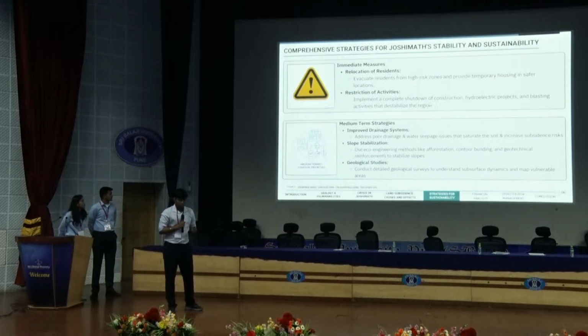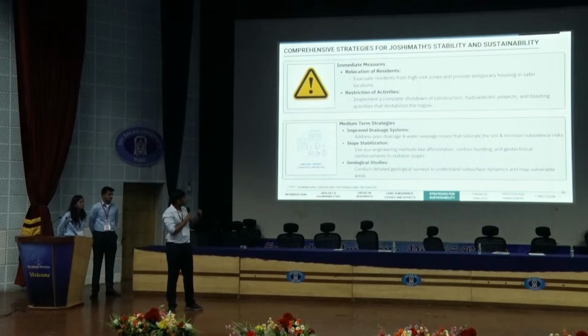One is the immediate measure. What if a disaster occurs? What immediate measures do we take? First of all, we take care of our people. We relocate them and provide them temporary housing, and also help study what caused the land subsidence or the calamity to take place, restrict those activities, and provide compensation to the workers working there.